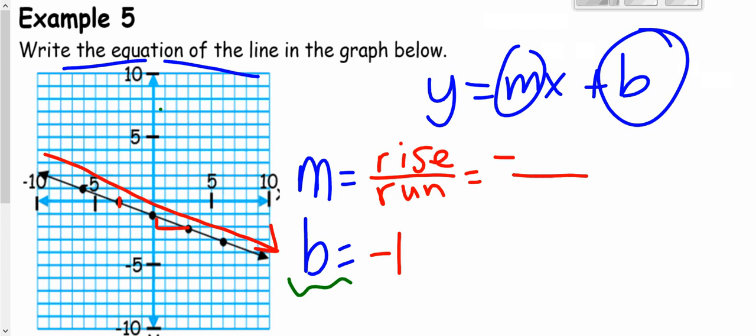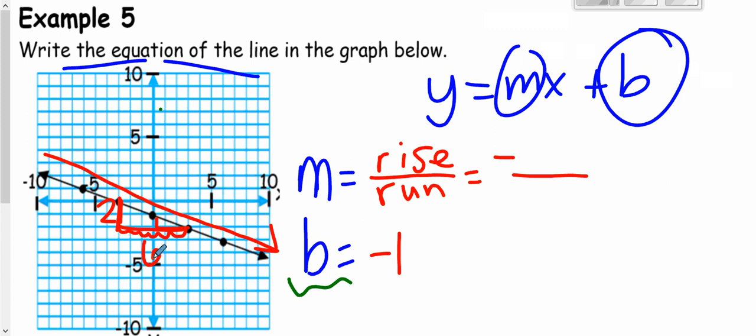Really, it doesn't matter. You can pick any 2 points on this graph. Then you're going to count the rise and the run between those 2 points. So for example, right here, my rise there would be 2 spaces. Do you see that? And then my run would be 1, 2, 3, 4, 5, 6 spaces.